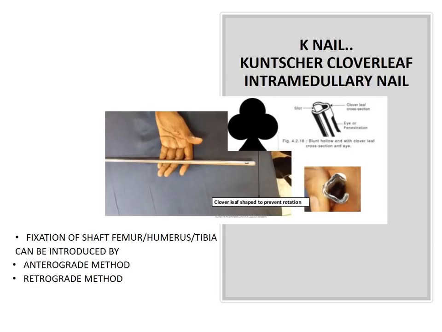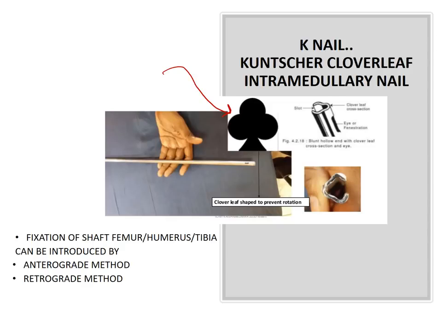Kuntscher was a great scientist who devised nails for the long bones. He devised a nail for the femur and also for the tibia. Kuntscher's nail is a clover leaf intramedullary nail because the shape of the nail in the cut section is like a clover leaf.